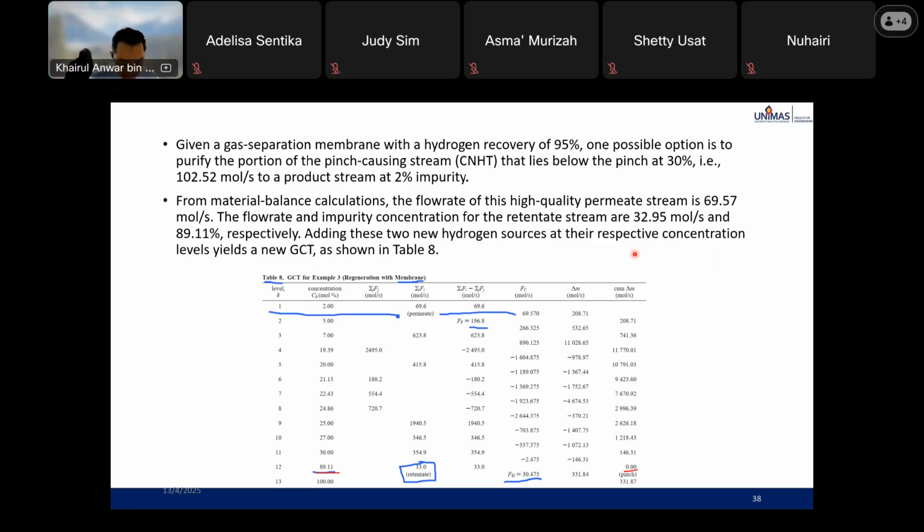How do they get this value? Not sure how they get 102. I see here, given a membrane with a hydrogen purity of 95%, the impurity is 2.5%, for the pinch-causing stream or a portion of the pinch. Because the pinch point for it is around 457, they just treat some of it. So some of it totals up to 1.252 mole per second.